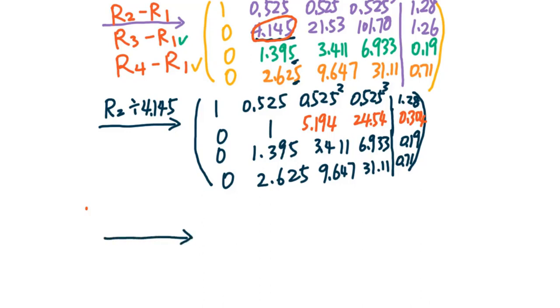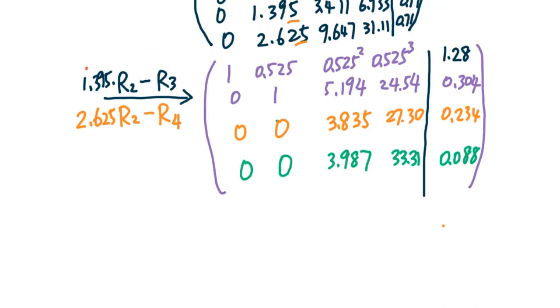Next step, I will make row 2 times 1.395, then subtract row 3. And row 2 multiplied by 2.625, subtract row 4. I will make this 2 equal to 0. Now I finish this operation for row 3 and row 4.